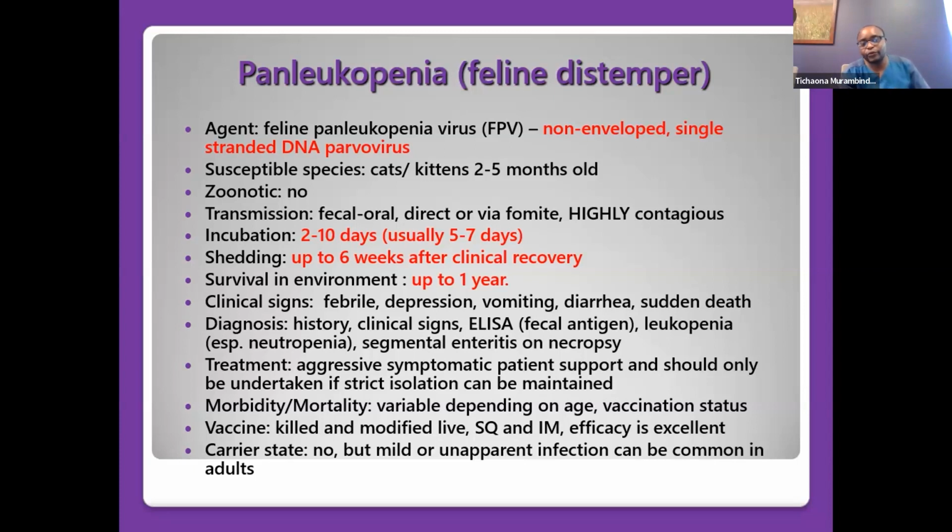So for the treatment, when you put them in isolation, you should give an aggressive treatment where you deal with the symptoms. Based on the symptom that you see, if it's vomiting, you are going to give an antiemetic. If there's diarrhea, you're going to give some fluids. You treat based on the symptoms that you're seeing, and correct the dehydration status. The morbidity and mortality is variable depending on the age and vaccination status.